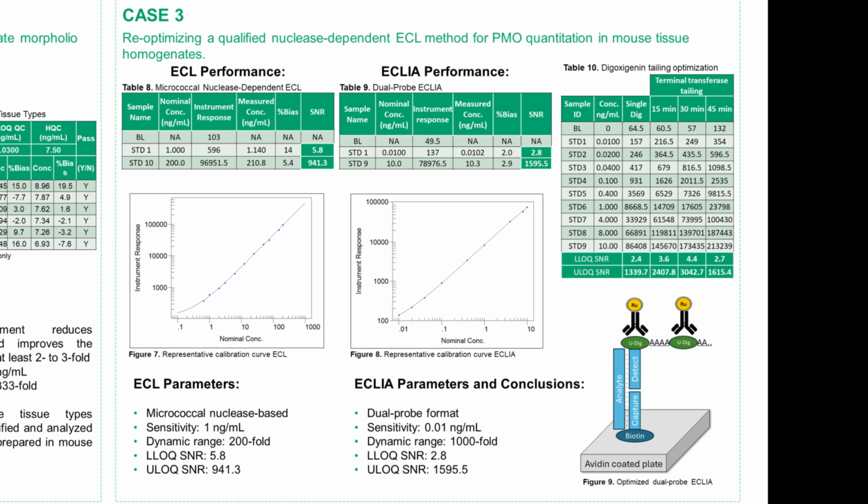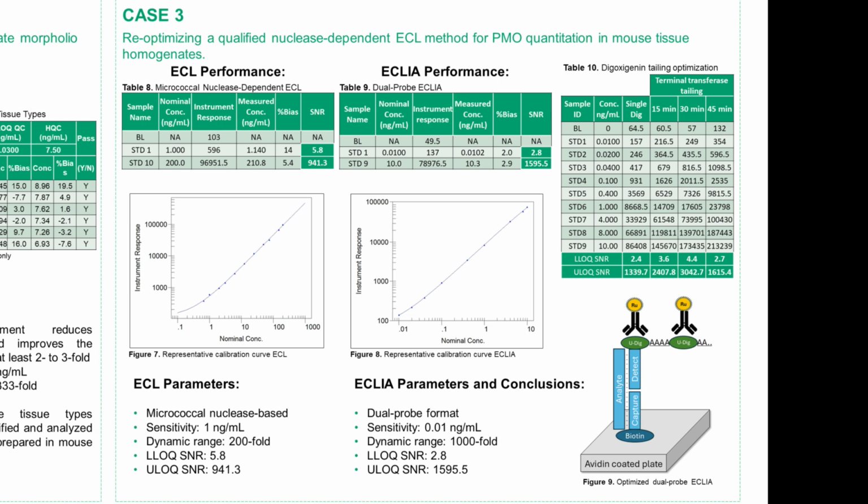The current method performed with a sensitivity of 1 nanogram per ml with a signal-to-noise ratio of about 6-fold. With an upper quantitation limit of 200 nanogram per ml, the dynamic range of the method was about 200-fold. The method was re-optimized to a dual probe format, where signal amplification was pursued through labeling of the detection probe with a digoxigenin tail. The digoxigenin tailing was achieved through terminal transferase, and different incubation durations typically led to varying tail lengths.